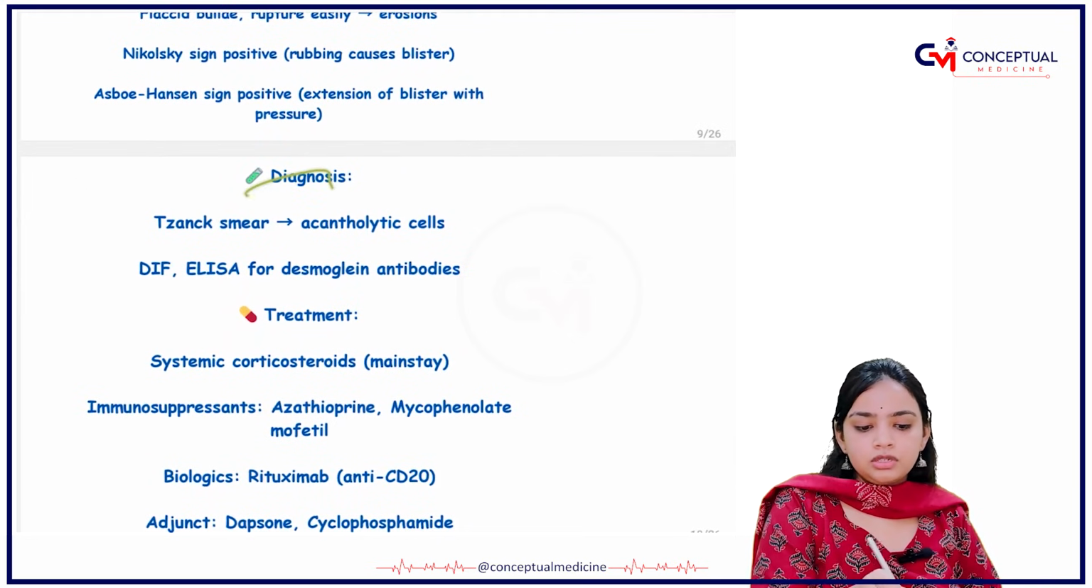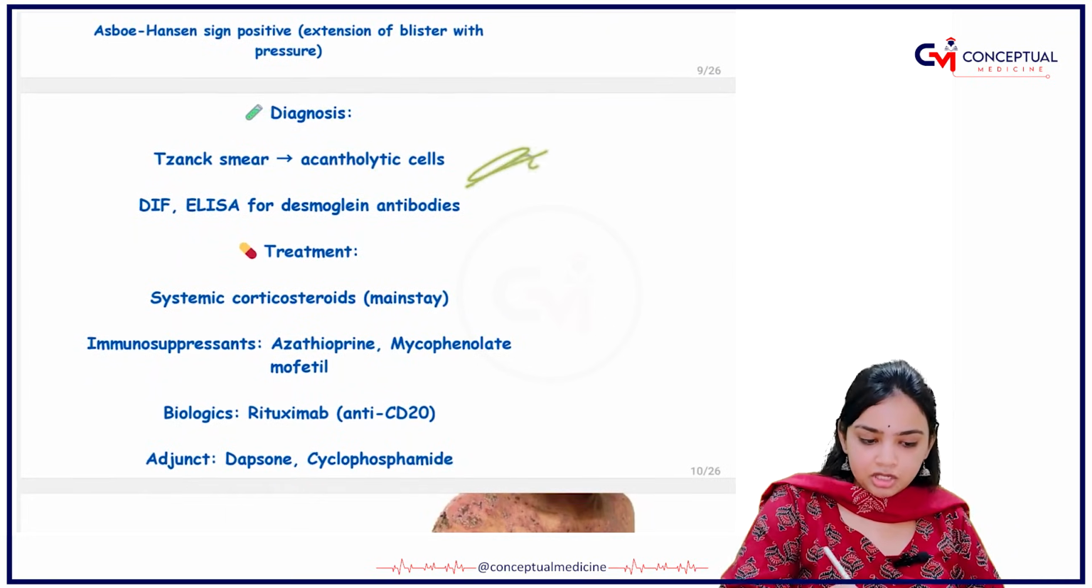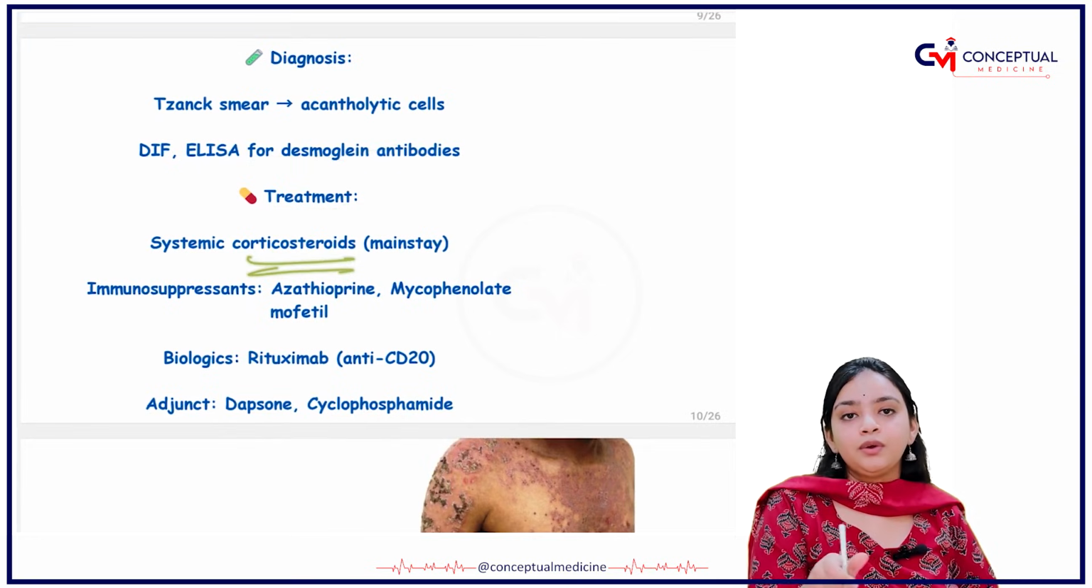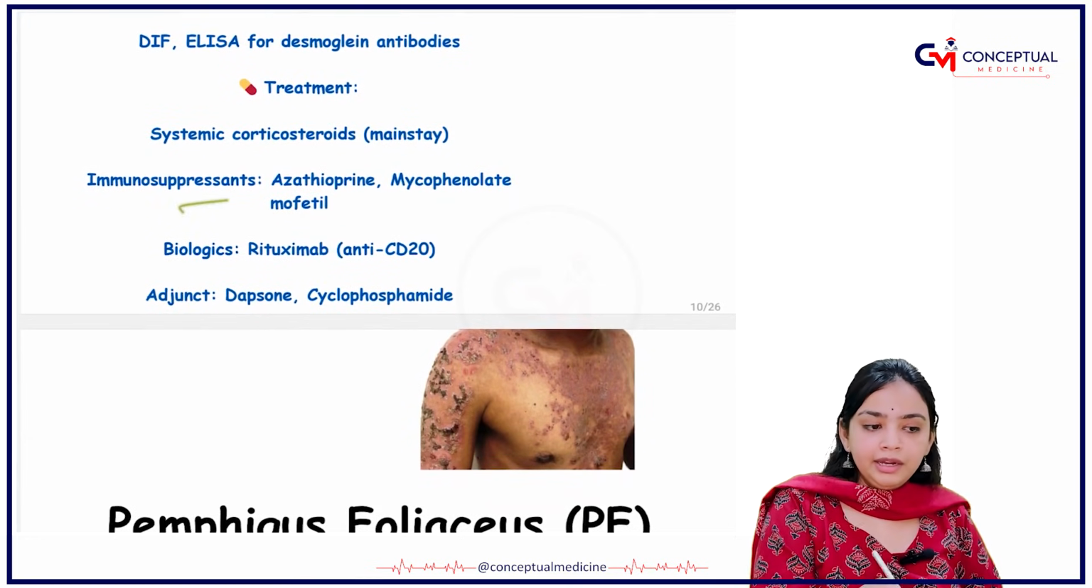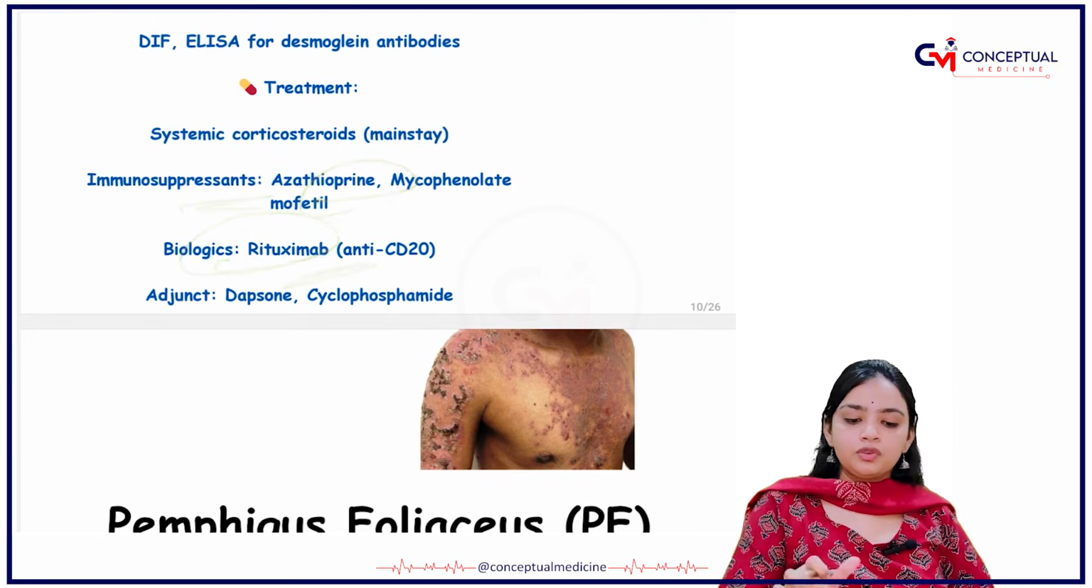How will you make the diagnosis? Diagnosis via the Tzanck smear. You are able to see the acantholytic cells. For the treatment, you will give systemic corticosteroids and immunosuppressants. In the biologicals, you will give rituximab.